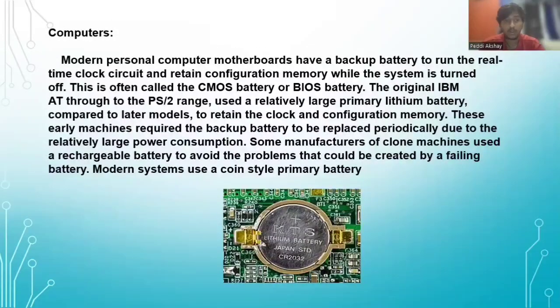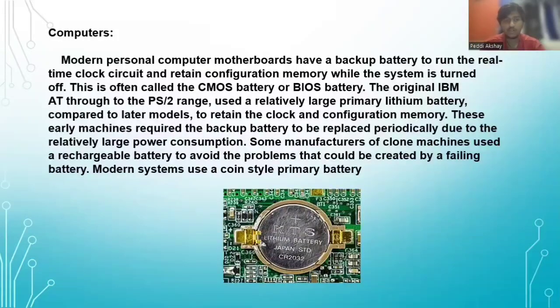Computers. Modern personal computer motherboards have a backup battery to run the real-time clock circuit and retain configuration memory while the system is turned off. This is often called the CMOS battery or BIOS battery. The original IBM PC through to the PS/2 range used a relatively large primary lithium battery compared to later models to retain the clock and configuration memory.